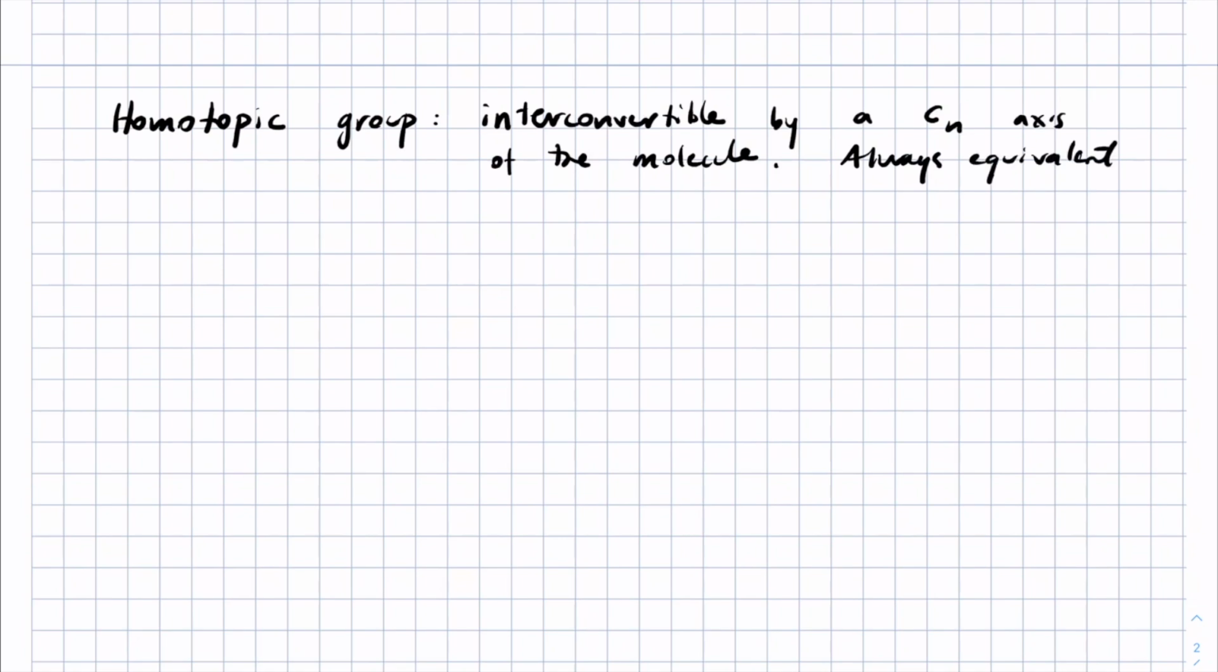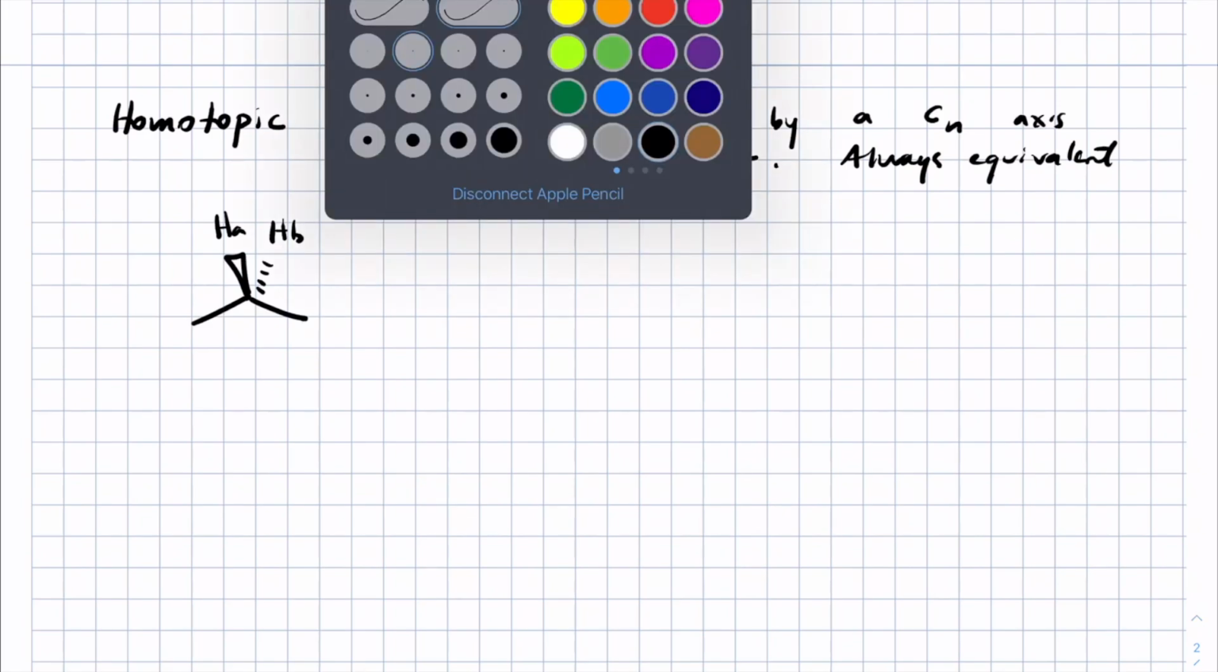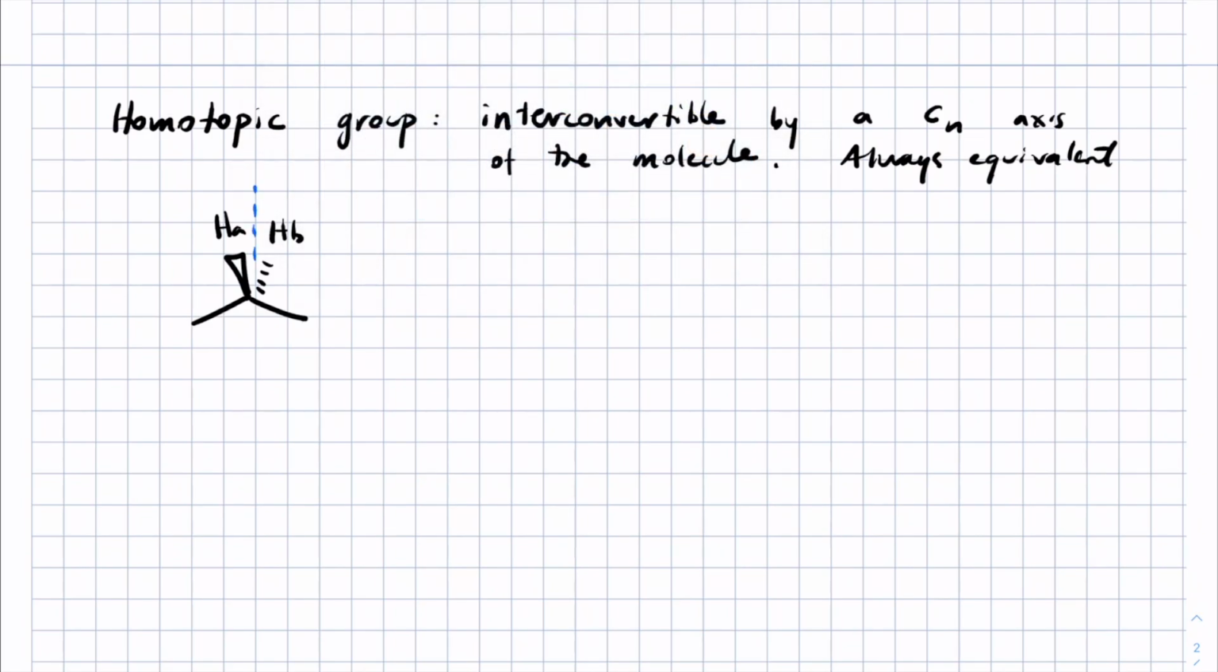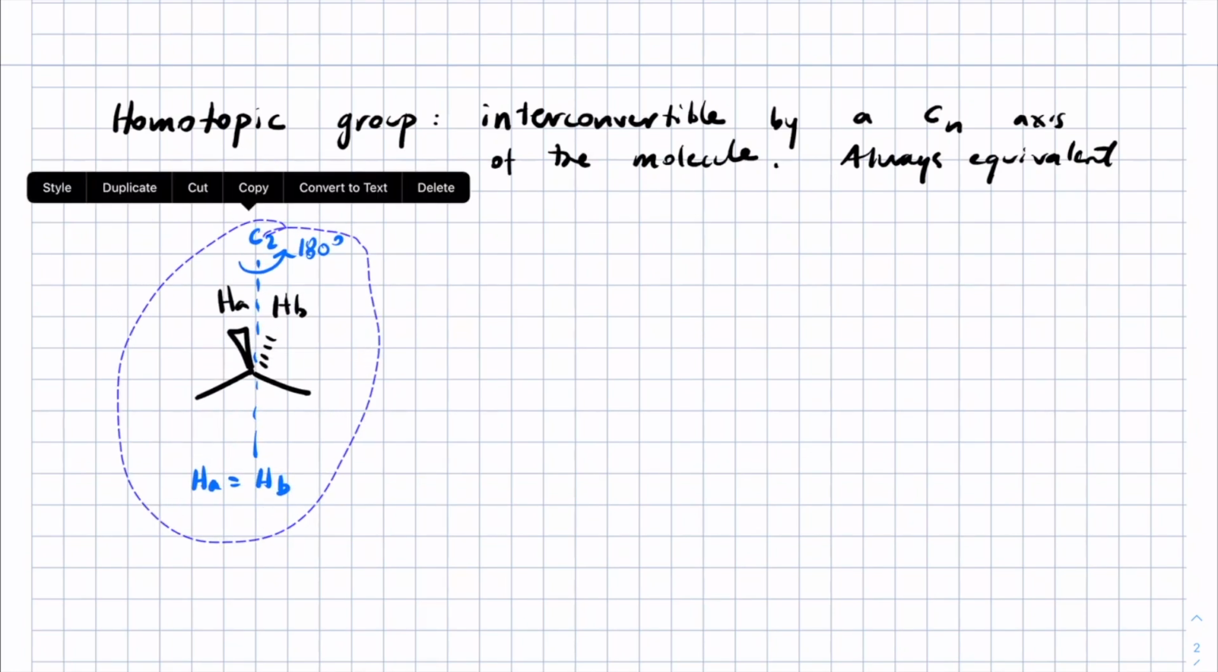So examples of homotopic groups include HA and HB in propane. If you put an axis here and make it a C2 axis, you'd be able to see that protons HA and HB exchange positions. HA and HB are fully equivalent under all circumstances, even in a chiral environment. Yeah? So homotopic groups can be on different carbons. There's an axis between them. That's right. So here's an example of that.